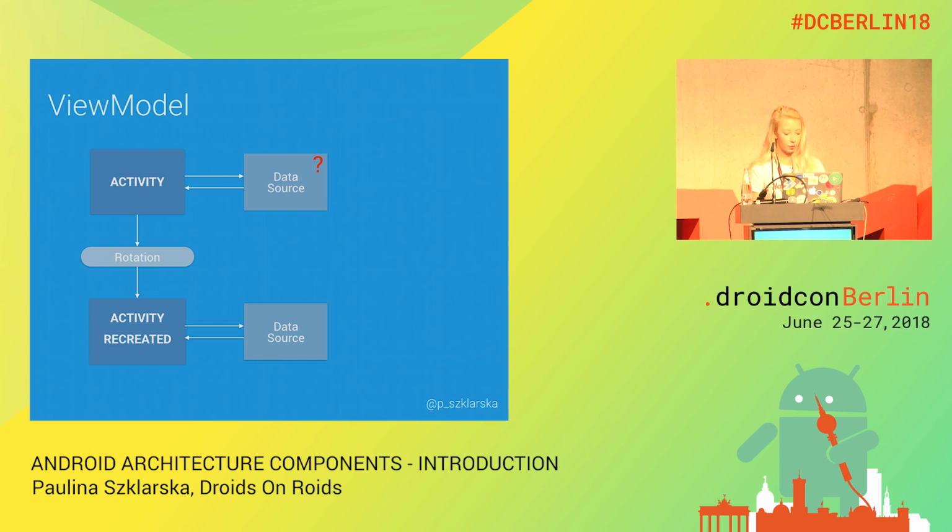And yeah, that's a waste of resources. So that's why ViewModel was created. ViewModel is basically a source of data for our activity or fragment that is independent from the activity. So it has its own lifecycle, and thanks to this, after the activity is recreated, we still have the same ViewModel, and we don't need to worry about this data.